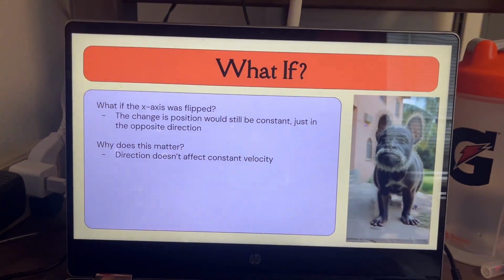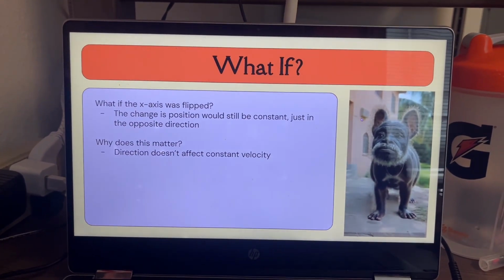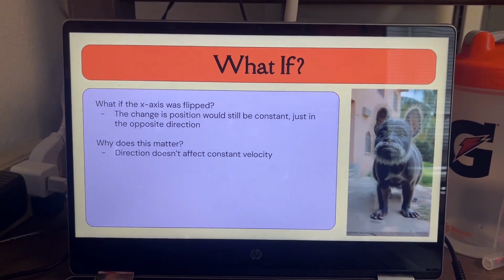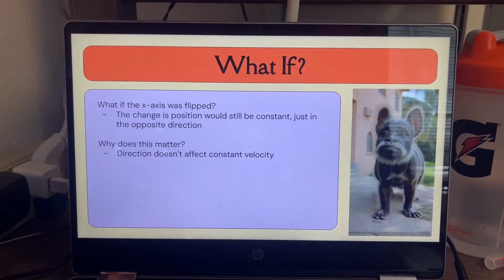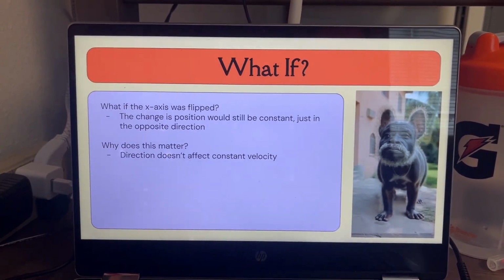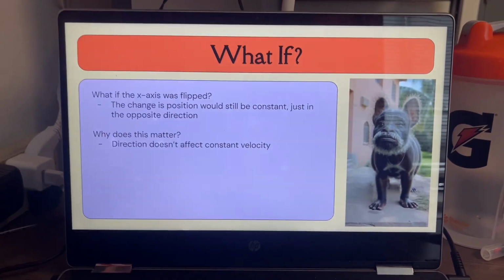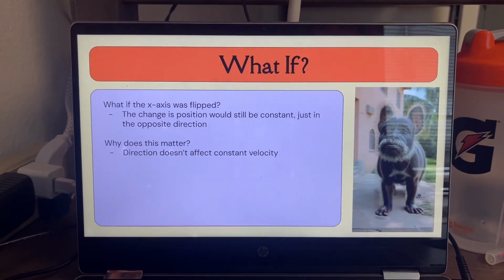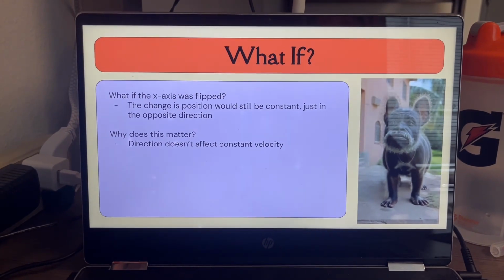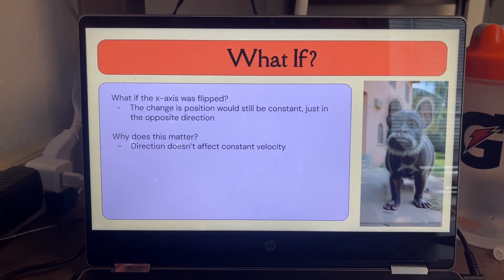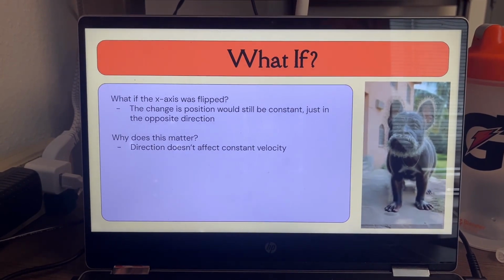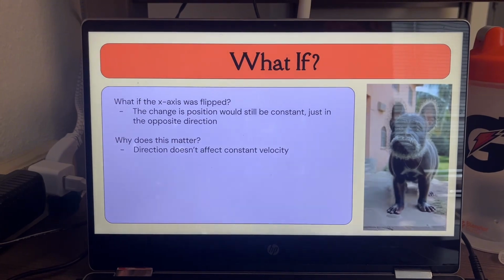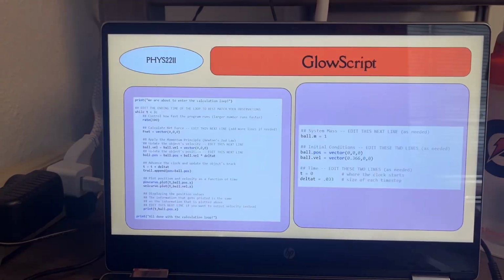So what if the x-axis was flipped? This wouldn't change anything regarding constant velocity, because it would just appear that the object was moving in the opposite direction. It would look backwards, but it would still be moving at a constant velocity because no net force is acting upon the object. This goes with what I said earlier: why does this matter? It doesn't matter what direction it goes in, there should be a constant velocity so long as there is no net force acting upon the object.